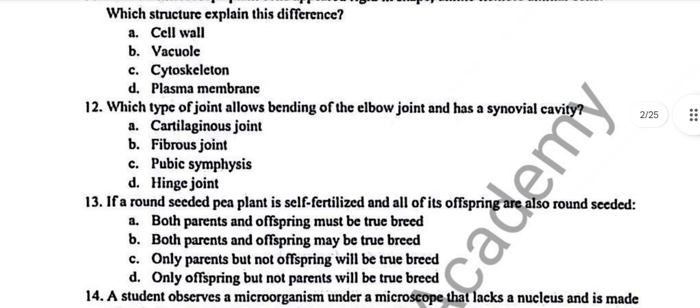Question number 12. Which type of joint allows bending of the elbow joint and has a synovial cavity? A. Cartilaginous joint, B. Fibrous joint, C. Pubic symphysis, D. Hinge joint. And the correct option is D. Hinge joint. Hinge joints permit movement in one plane, flexion and extension.